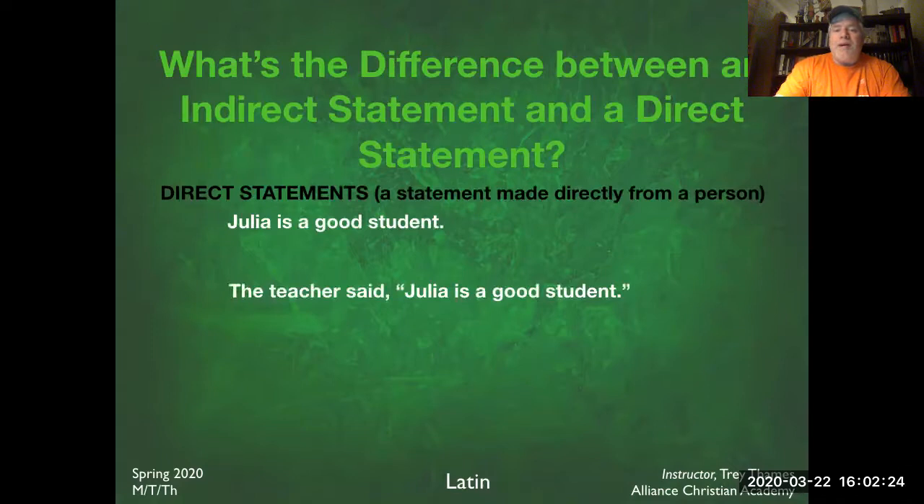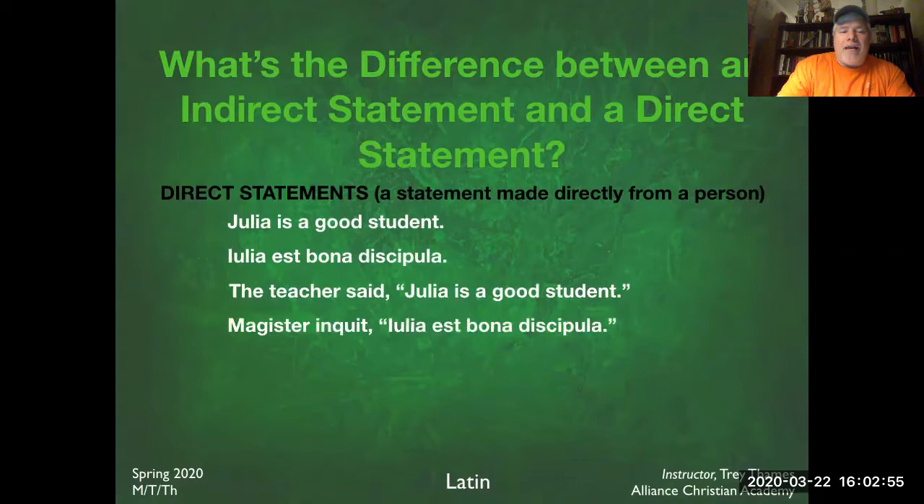Or you could even say it this way. The teacher said Julia is a good student. Either way, it is directly being reported what was being said. Julia is a good student, or the teacher said, quote, Julia is a good student. Those are direct statements. But that's different than an indirect statement, which is what this chapter is all about. So let's look at Latin first. Julia est bona discipula. Julia is a good student. And then the Latin for that second one, magister inquit, Julia est bona discipula. The teacher said, Julia is a good student. So those are direct statements.